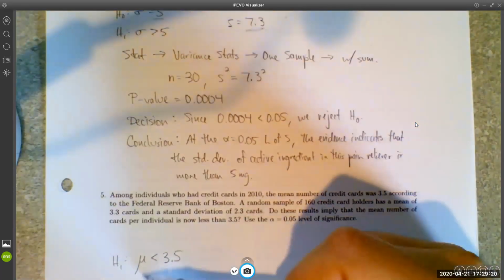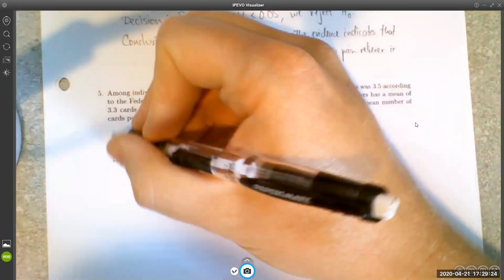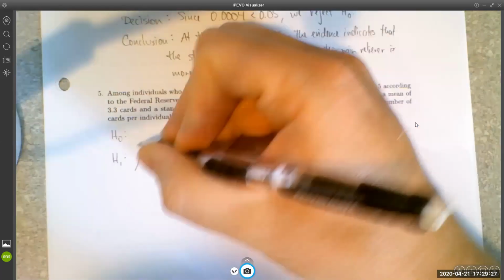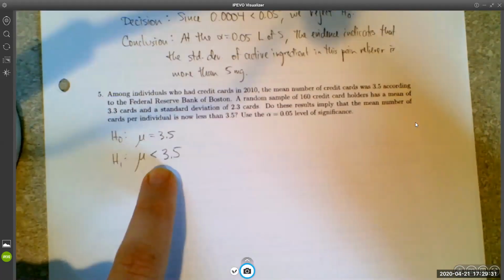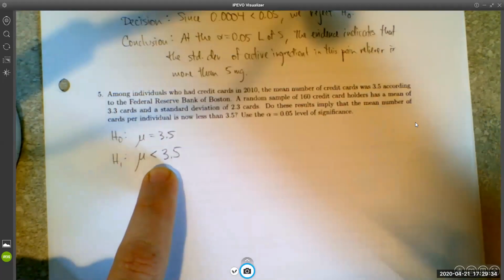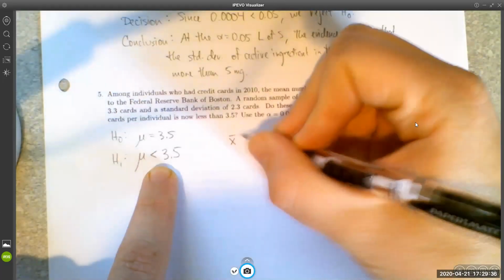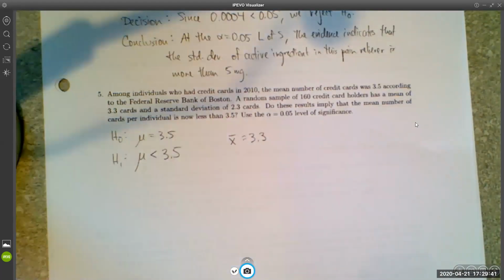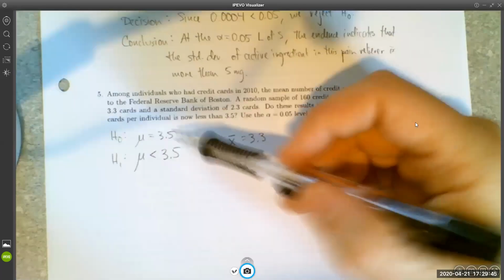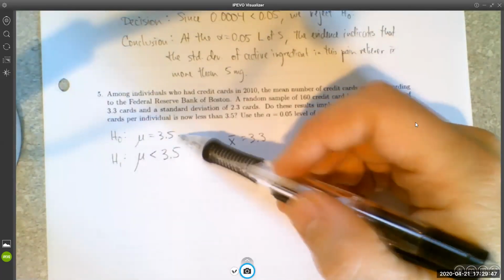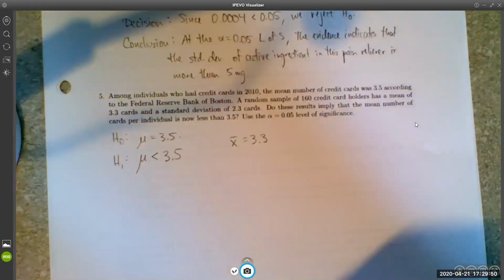Notice again, I'm using a different symbol. We're testing means, so I'm going to use mu for that symbol. So the null hypothesis then would be that mu equals 3.5. What sample evidence do I have to support this claim? Well, the sample mean was 3.3, right? That is certainly less than 3.5. Is it different enough for us to cast doubt on our assumption? Well, we have to run the test to make sure.